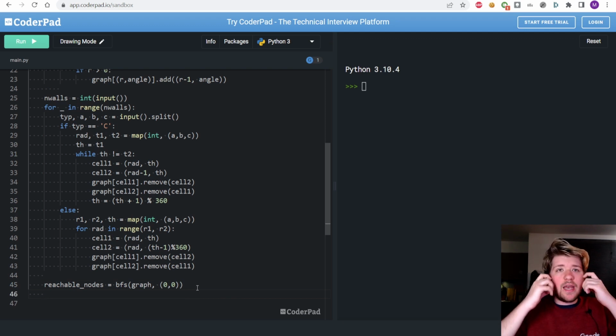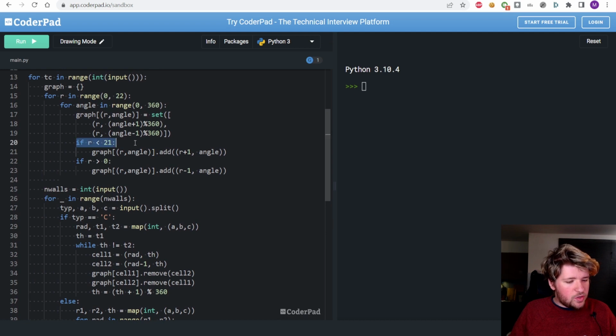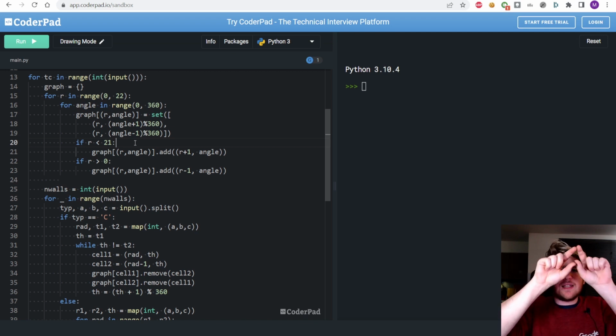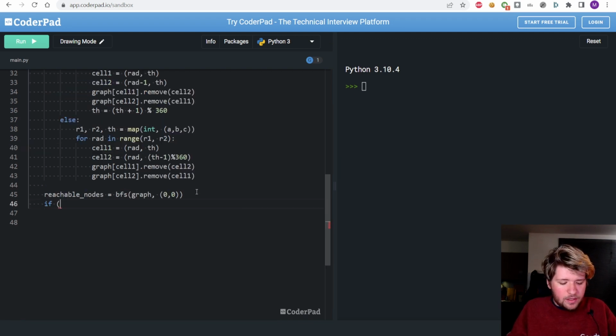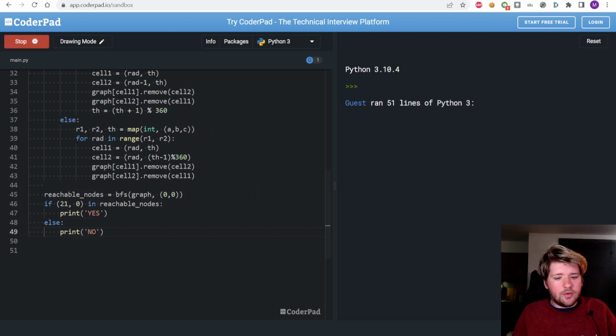So here I've specified my graph to go all the way to radius 21, which means that there will be no walls. And since there's no walls between the radius 20 and 21, actually all the cells in the outer layer at radius 21 will be connected to each other. So it doesn't really matter which one we pick. So let's say if 21 at angle 0 is in the reachable nodes, then we'll print yes, and otherwise we'll print no. Let's run this code to make sure it works.